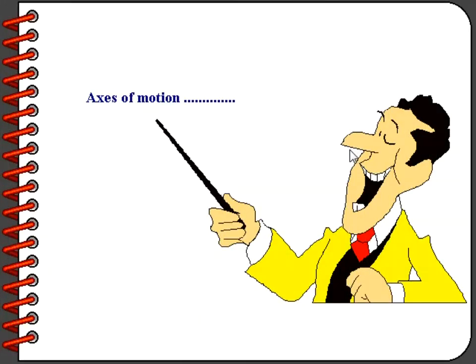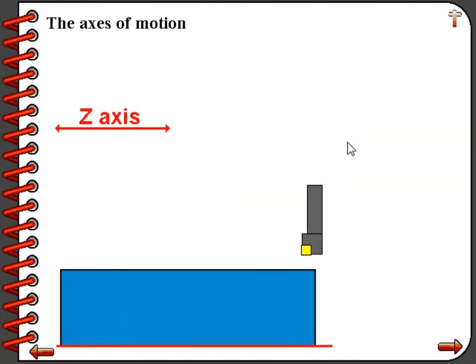Now let's learn about the axes of motion. The z-axis on a CNC turning center is a motion that is parallel to the center line of the spindle. Notice the red line representing the spindle center line near the bottom edge of the part. The z-axis motion would be a left to right motion on a conventional CNC turning center.